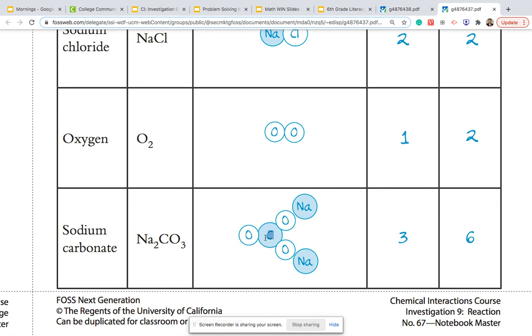So we have our C in the middle here for 1 carbon. Then we had 3 oxygens, 1, 2, 3. And we had 2 sodium atoms, 1, 2. So right here it's asking, what is the total number of elements that we used? Well, we have Na, C, and O. So we only used 3 elements. And this is asking how many total atoms do we have? And that's just simple counting. 1, 2, 3, 4, 5, 6. And that's what we worked on today in class.